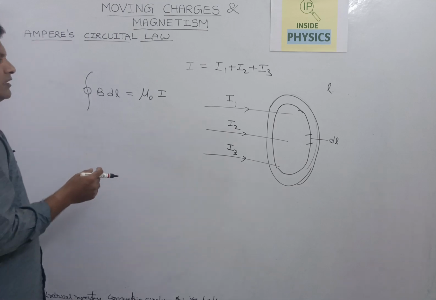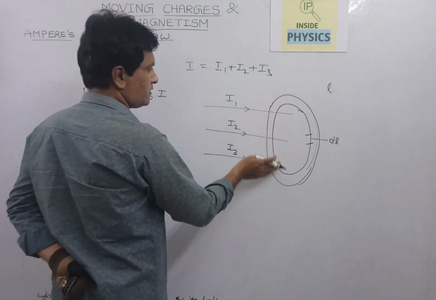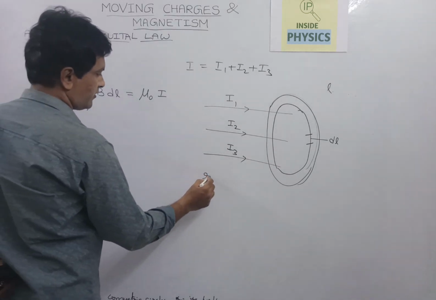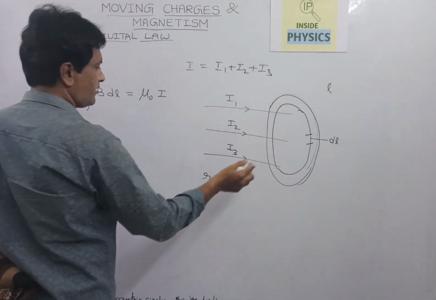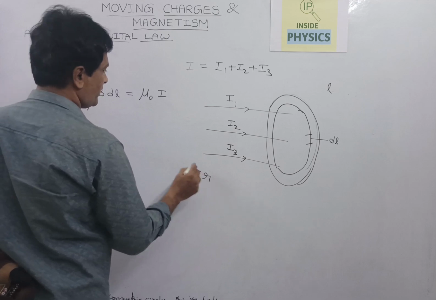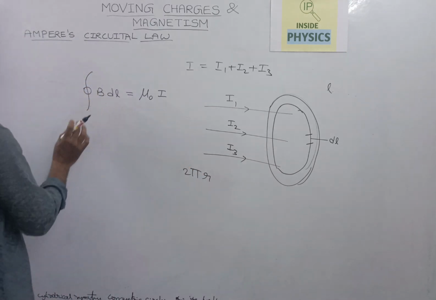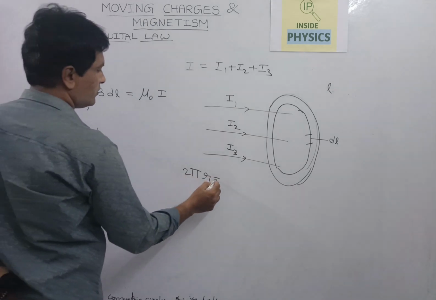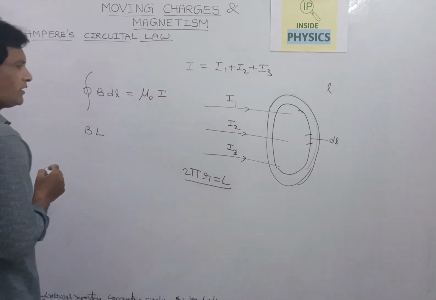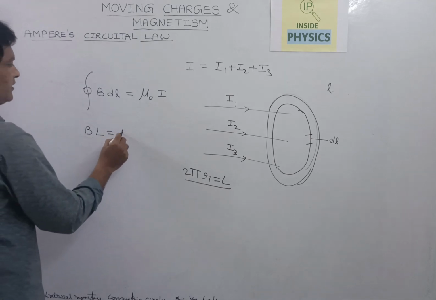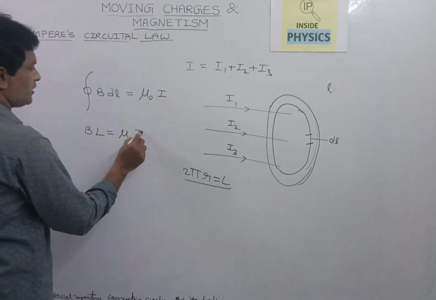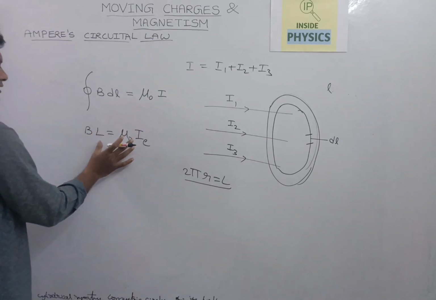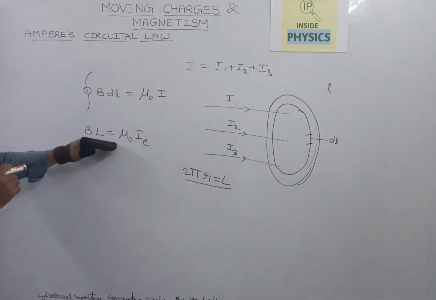If you consider the radius of the circular loop imagined here as small r, that means the total perimeter of the boundary will be 2 pi r. Then this integration will become B L, where L is equal to 2 pi r, the total length of the boundary, and this will be equal to mu naught into I E. This form of circuital law has become so after integration like this.